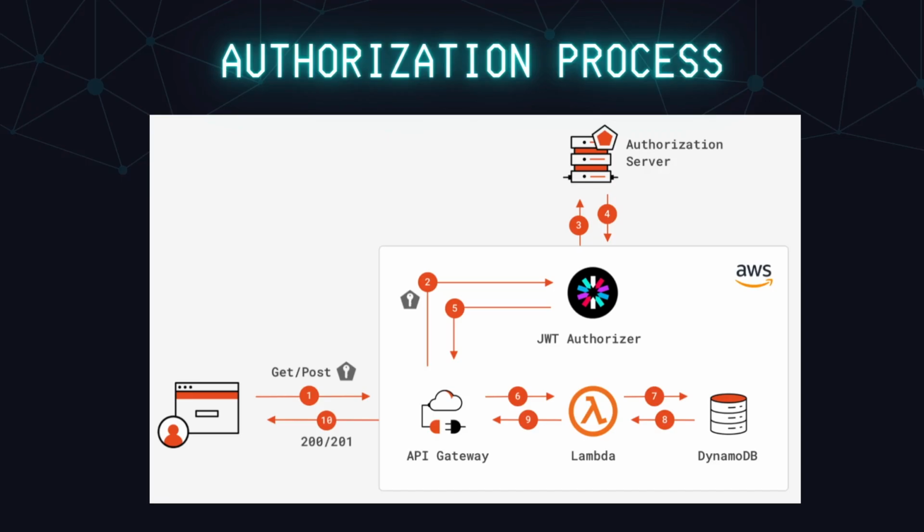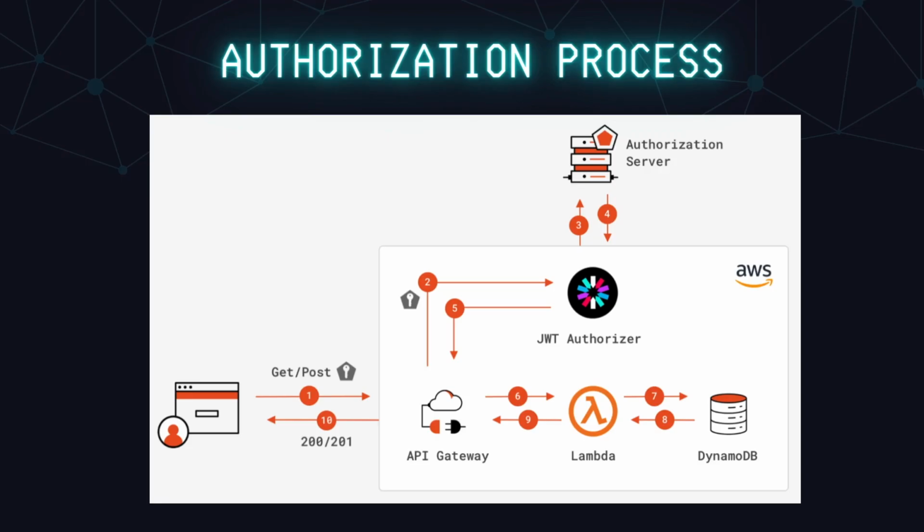Then the authorization server returns the public key to the JWT authorizer, and the JWT authorizer then validates the access token, confirming with the API gateway that the request can continue. Then we are coming back to our API gateway, and the API gateway knows, yes, this is a valid user and the request can go through.